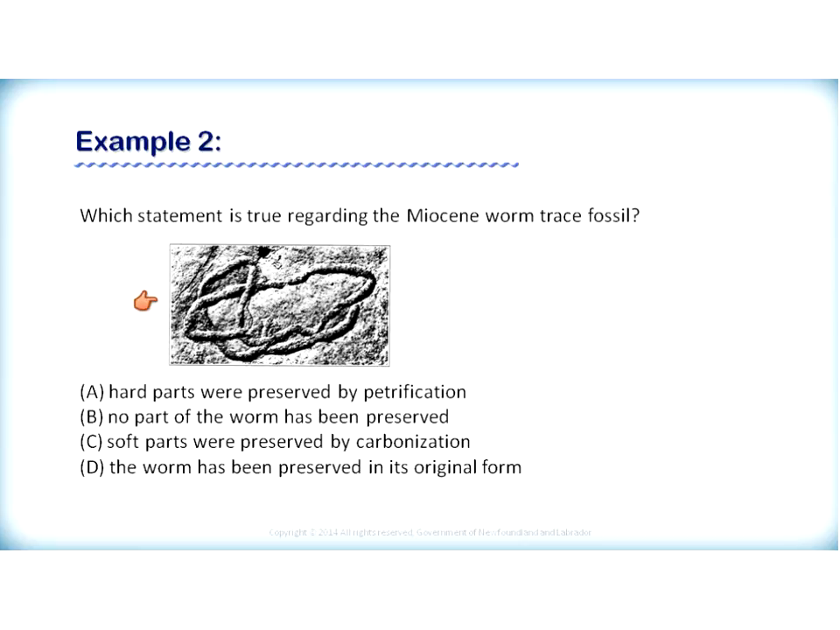Its original form would be soft parts, and we do not see any evidence of the worm preserved in this rock. What we do see is traces that the worm had once existed in the rock as burrows. So our answer in this case will be B. No part of the worm has been preserved. Instead, it is a trace fossil left behind by the presence of a worm moving through soft sediment.